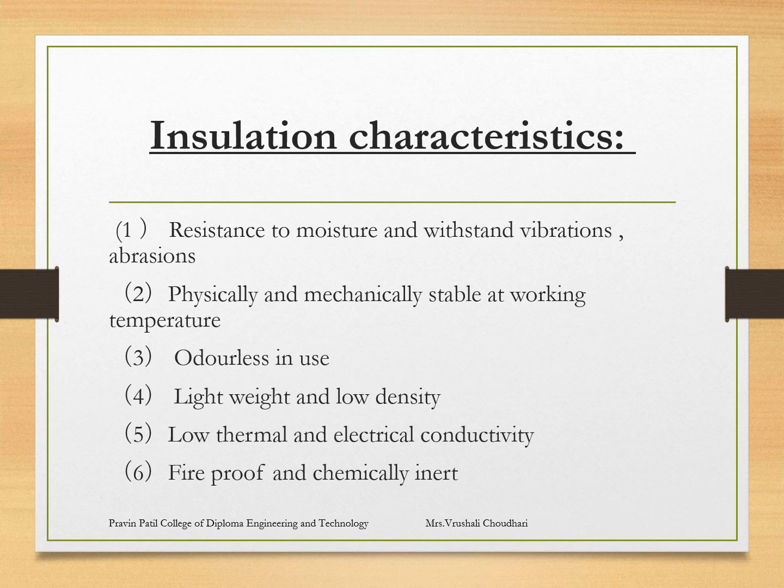If the wire coating is very heavy, then what will happen? It will not remain on the wire surface. So it must be light in weight. That is called low density. Low thermal and electrical conductivity: it must be a bad conductor of heat and electricity. It should be fireproof and chemically inert. For electrical appliances, we have to check this point very carefully. It is fireproof and chemically inert.